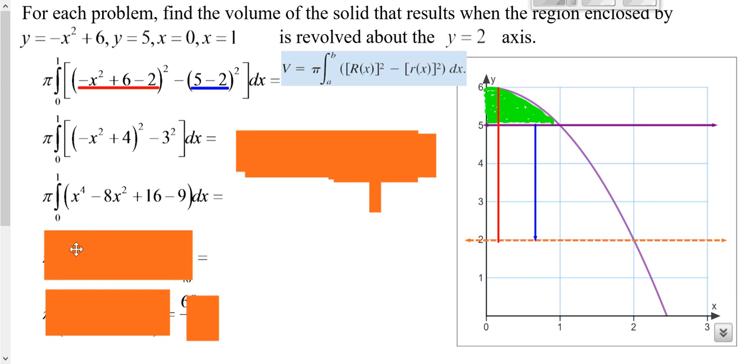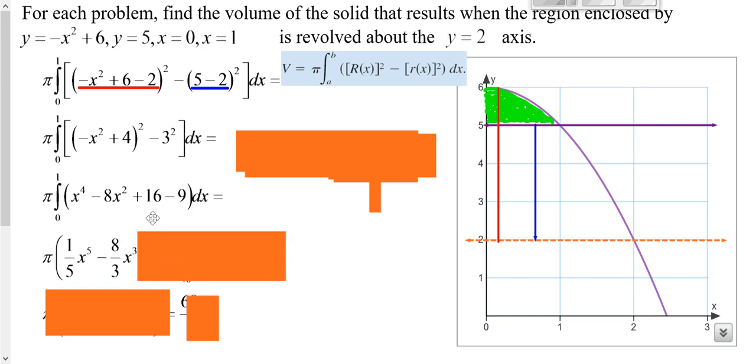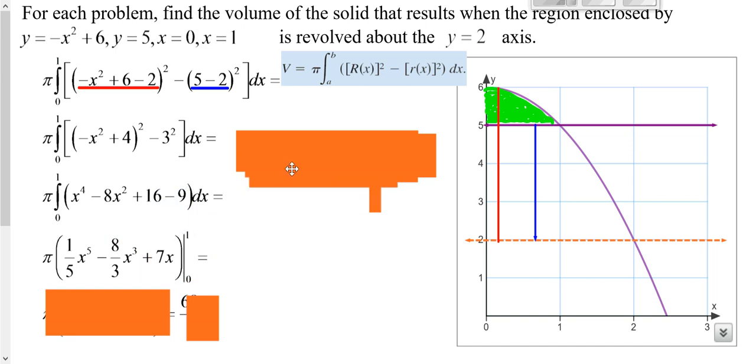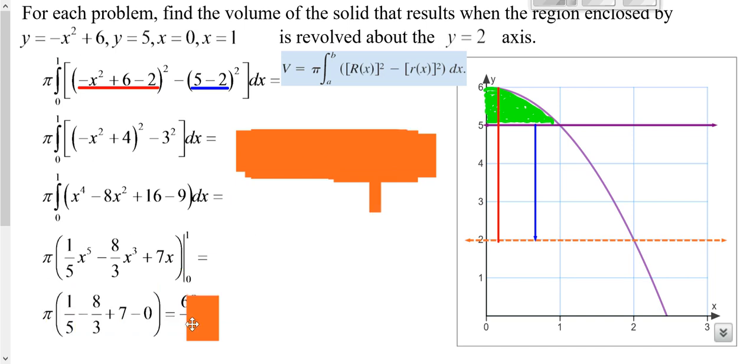Now we could easily go ahead and integrate, increasing your exponent by 1. And by the way, 16 minus 9, you know, is a 7. So we get a 7x. Plug in your 1 minus what you get when you plug in 0. And in this case, we get 68 pi over 15.